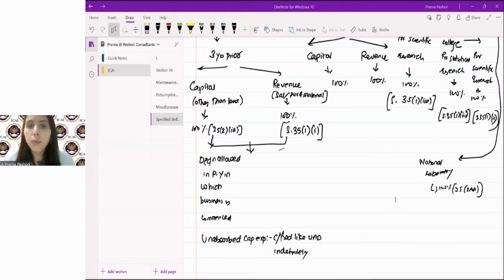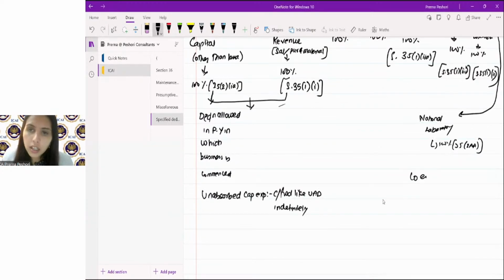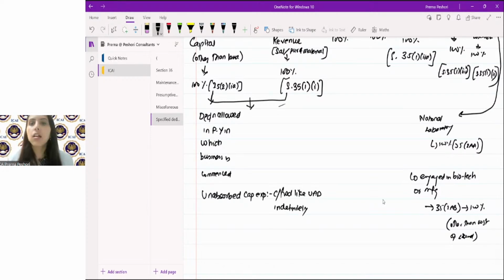Then another one, company engaged in biotechnology, biotech or manufacturing. Again here, under 35(2)AB, 100% other than cost of land. Company which is engaged in the biotechnology or manufacturing, in that particular case, the 100% of the cost other than the cost of land and building. Land and building both. Clear?